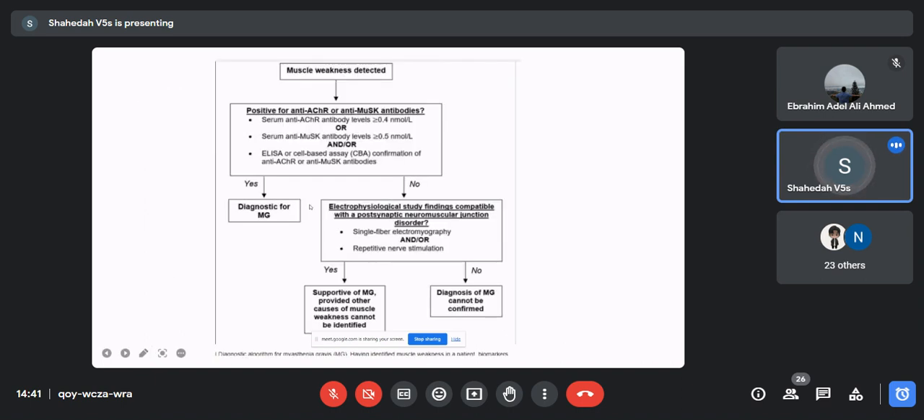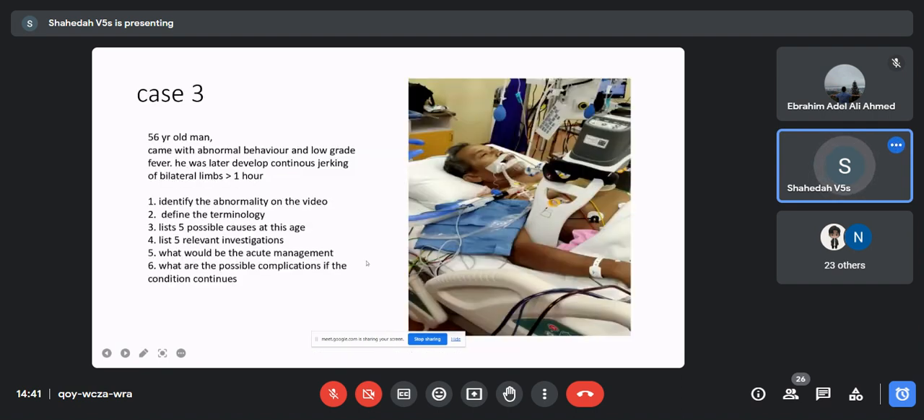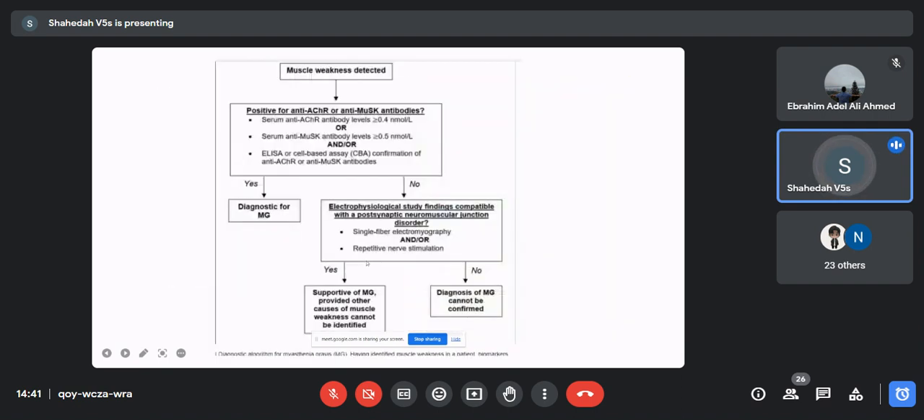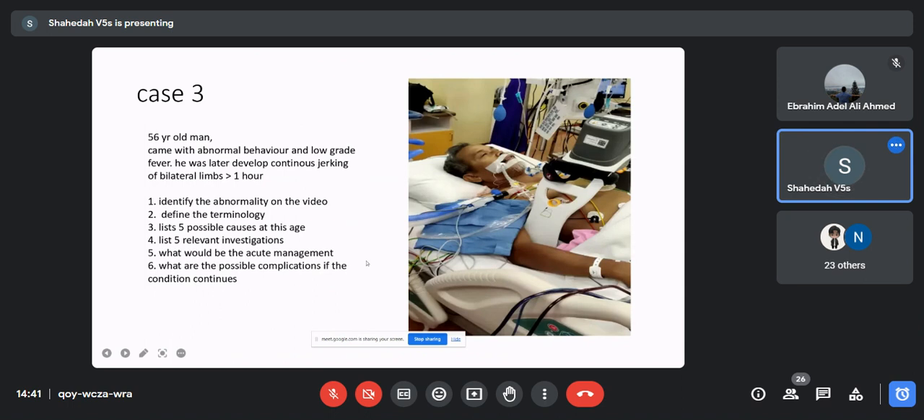So when muscle weakness is detected, you need to send for anti-acetylcholine receptor or anti-MuSK level, and then you can further support the diagnosis by doing single fiber EMG or RNS. Okay, that's all. Treatment-wise, if it's not crisis, you can give symptomatic treatment like anti-acetylcholinesterase, for example pyridostigmine, or a steroid-sparing agent like MMF or azathioprine, because it's an autoantibody disease.